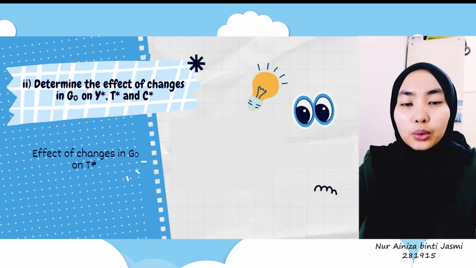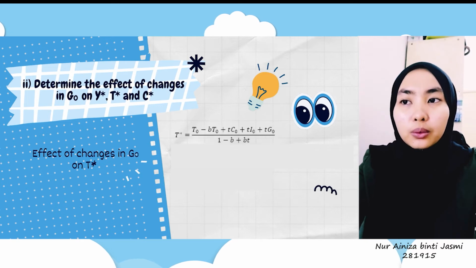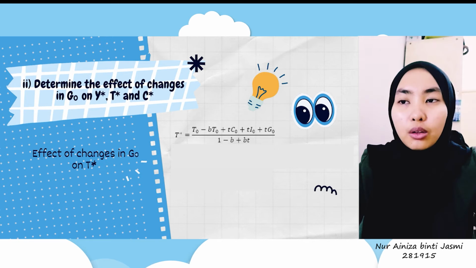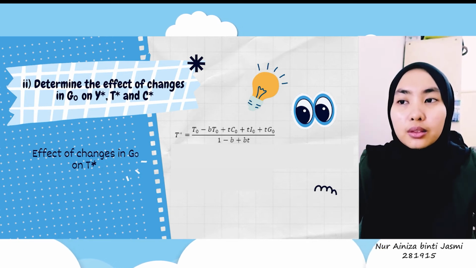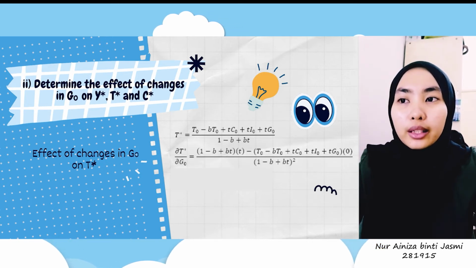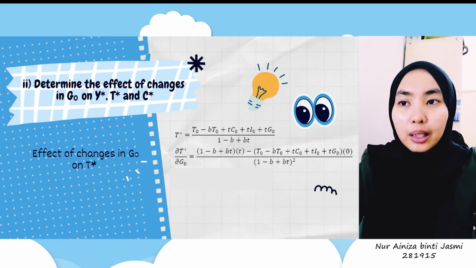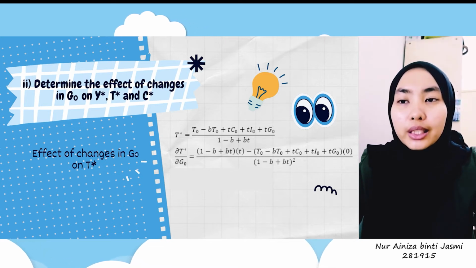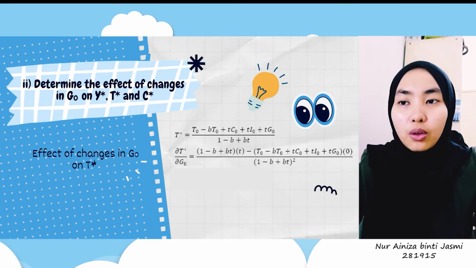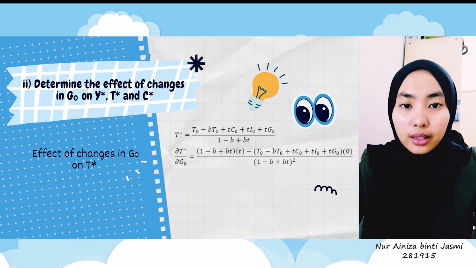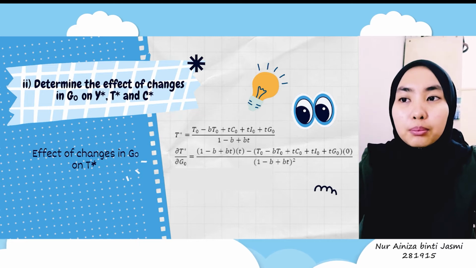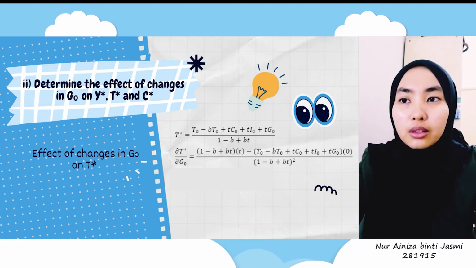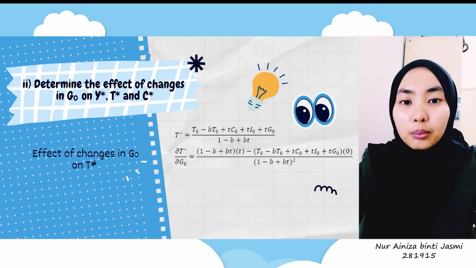Third effect, G null to T star. T star equals (T null minus BT null plus TC null plus TI null plus TG null) over (1 minus B plus BT). So we put G null in the bracket: (1 minus B plus BT) times T minus (T null minus BT null plus TC null plus TI null plus TG null) times 0, over (1 minus B plus BT) squared. We cancel out the (1 minus B plus BT) with (1 minus B plus BT) squared, and we cancel out the term which is times 0.